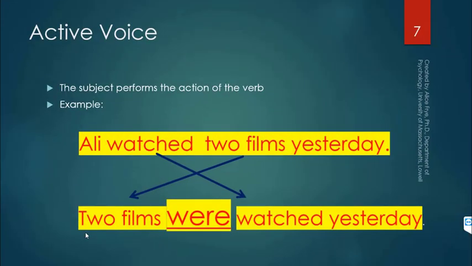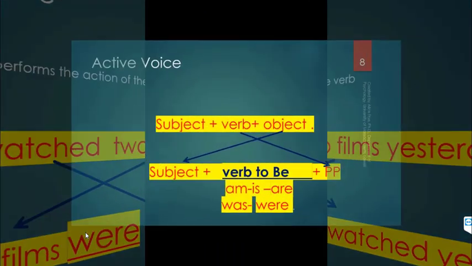Now we change it to using the past tense. We've just gone through the first tense, which is the simple present. Now we move on to talk about the second tense, which is the simple past tense. Ali watched two films yesterday. Now we start with two films. Two films are plural. That's why we use were. Two films were watched yesterday.